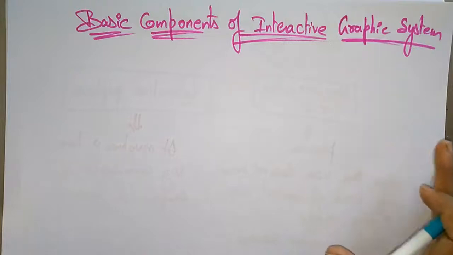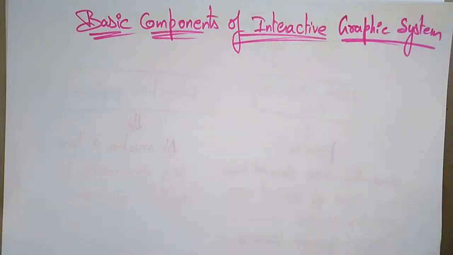So the next topic in the subject is the basic components of the interactive graphics system. In the previous video I explained what exactly interactive and non-interactive mean. The non-interactive is passive and the interactive is active. Those two terms you have to remember.